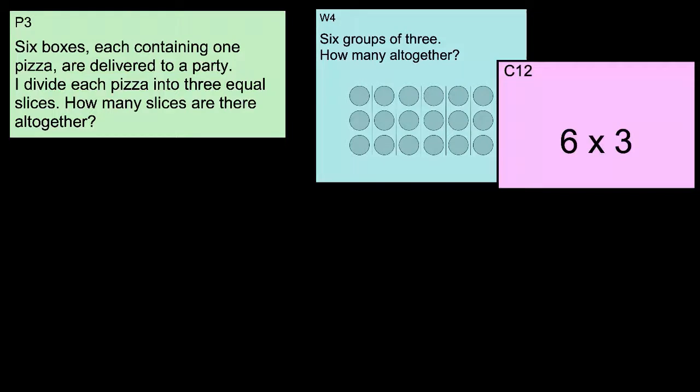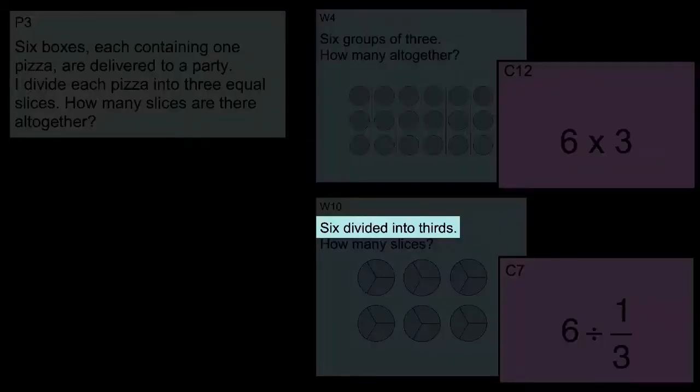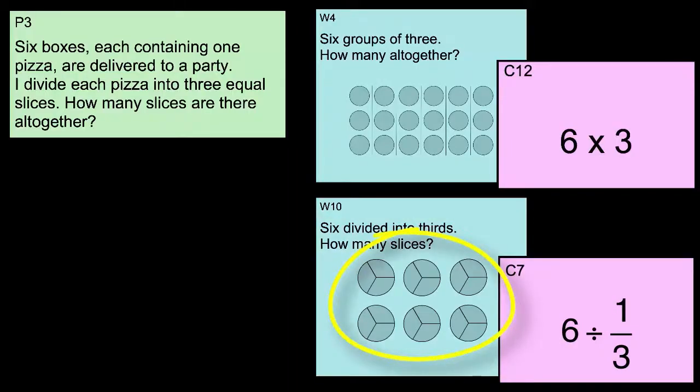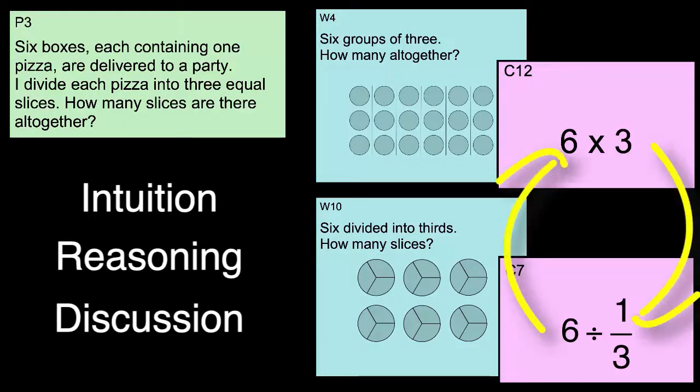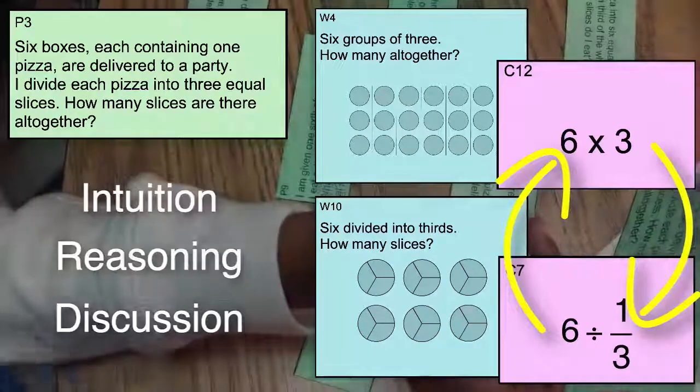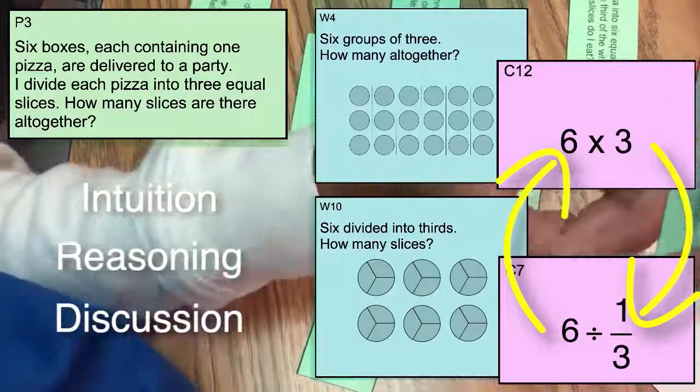However, the expression 6 divided into thirds is a better model for this particular problem because we're starting with 6 whole units that are actually being partitioned into 3 smaller pieces. This formative assessment lesson provides a rich backdrop for students to use intuition, reasoning, and discussion to highlight the inverse relationship between multiplication and division. Watch as these students reason together about this.